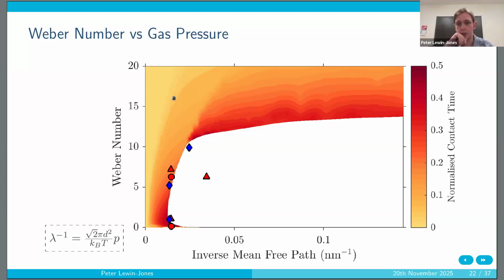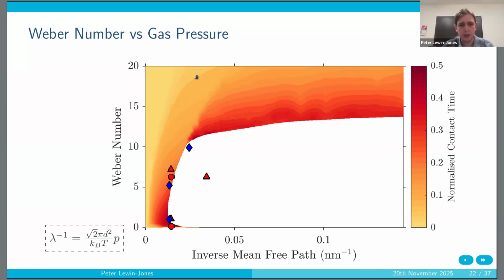And we see roughly the trends that we would expect. If I increase my impact speed, then the contact time happens earlier, so the drops merge faster. If I increase the pressure, which means decreasing the mean free path, so going this way, then I see that it takes longer for the drops to merge. The gas is harder to displace, and that's what we would expect. And again, below the soft transition, we see that it takes much longer, which is what we observed in the videos I showed earlier.